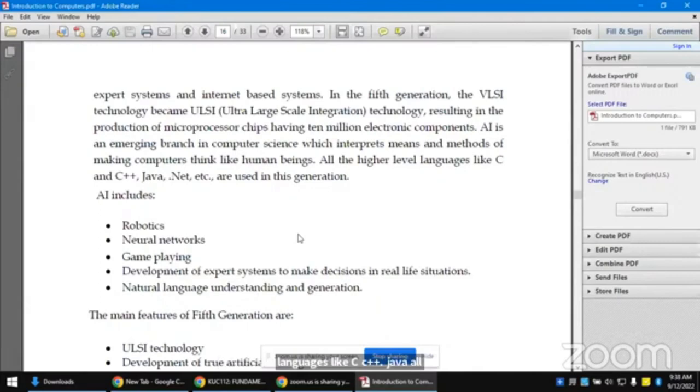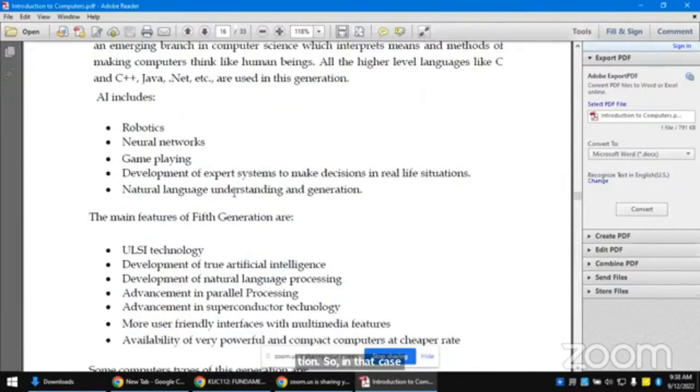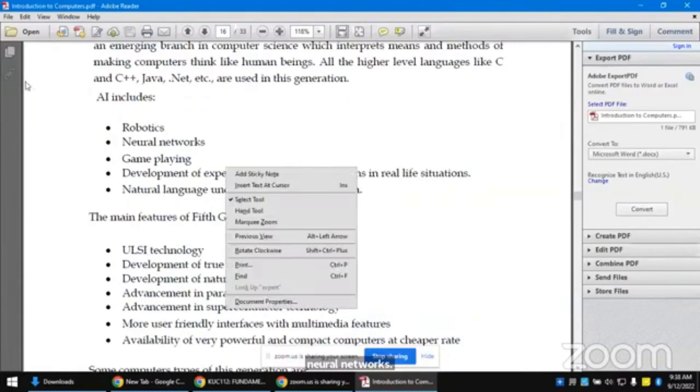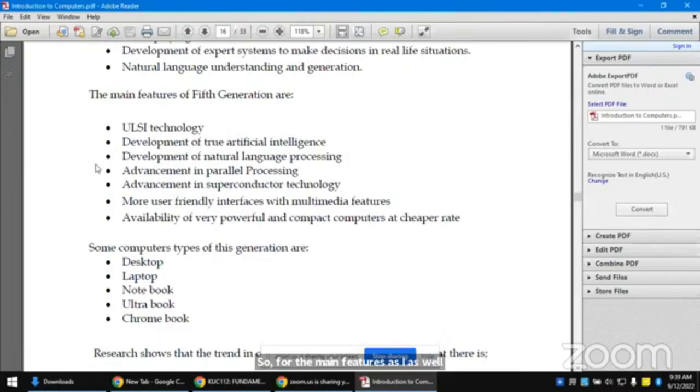So in AI, there's artificial intelligence, and this is the next frontier in academia in terms of computing. Artificial intelligence is key because of robotics, neural networks, game playing, development of expert systems to make decisions in real life situations, and natural language understanding and generation. So for the main features, as we had earlier alluded, you have to look again at the features.